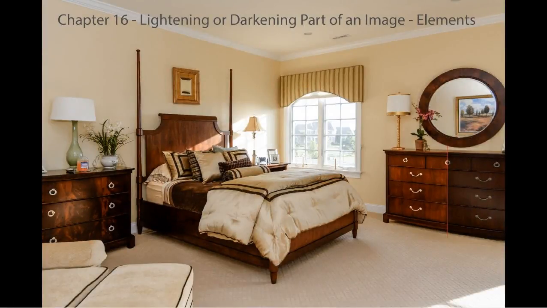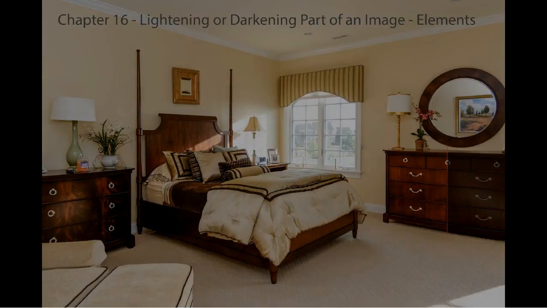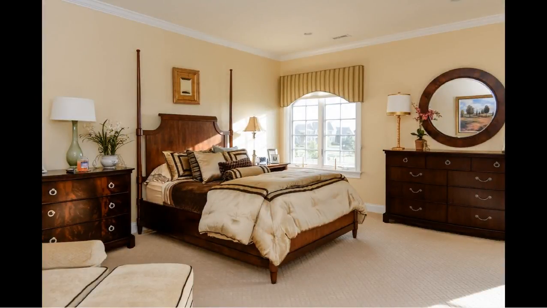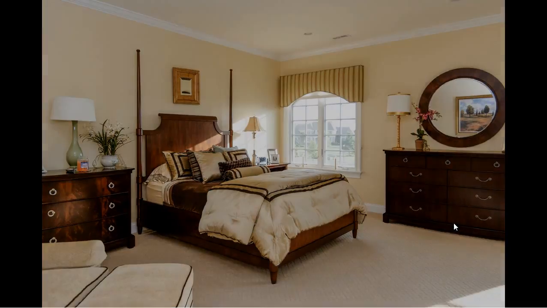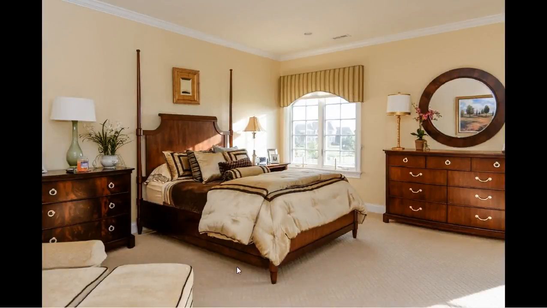Chapter 16 is about lightening or darkening part of an image. Did you ever have an image like this one? Everything in the image is nicely exposed except that bureau on the right. In this chapter, you'll learn how to adjust part of an image to make it darker or lighter. Let me just show you how we made that bureau on the right look much better.